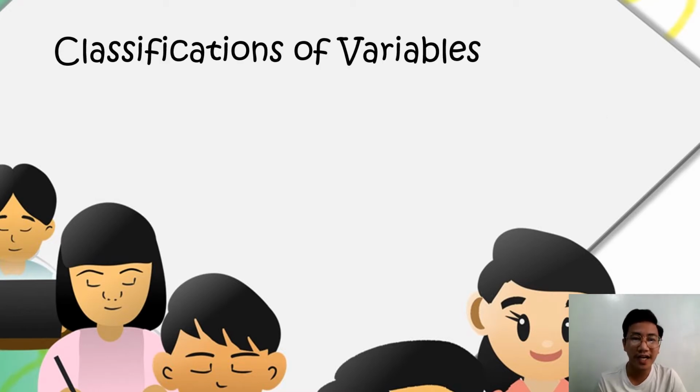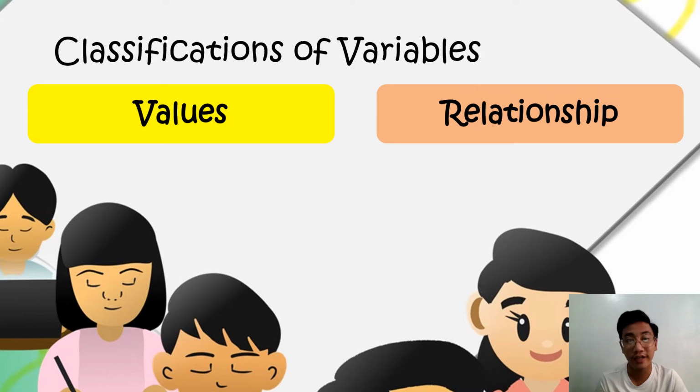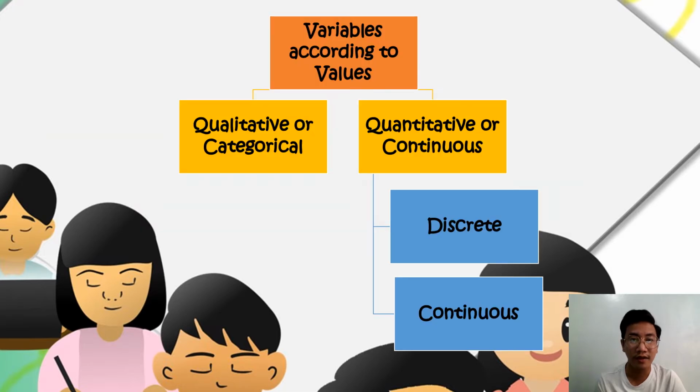So variables have many categories, but we are going to categorize these variables according to values, relationship, and the scale or level of measurement. So let's start with variables according to values. So we have two classifications of variables according to values. It could be qualitative variable or quantitative variable. Qualitative or categorical, quantitative or continuous.